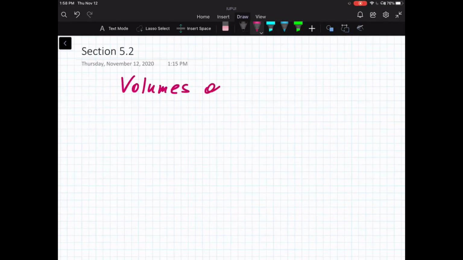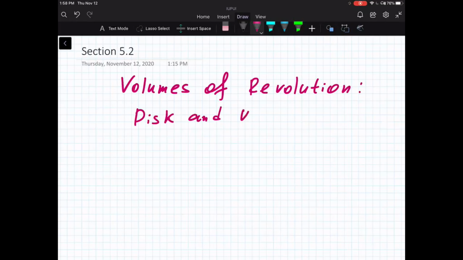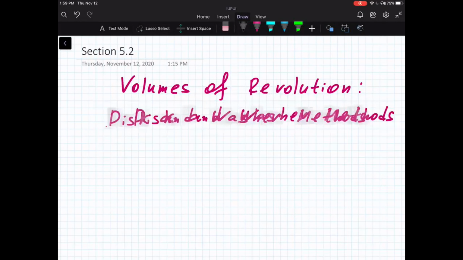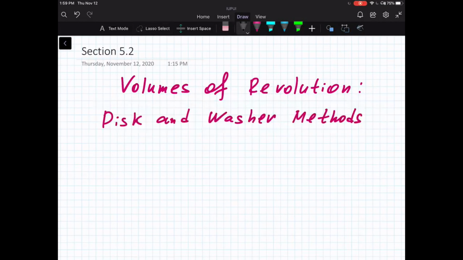Section 5.2, which is called volumes of revolution, disk and washer methods. We have seen that the area problem can be solved using the antiderivative of the function. But it turns out that the integral also can be used when you are interested in volumes as well. And today we'll discuss one such example.